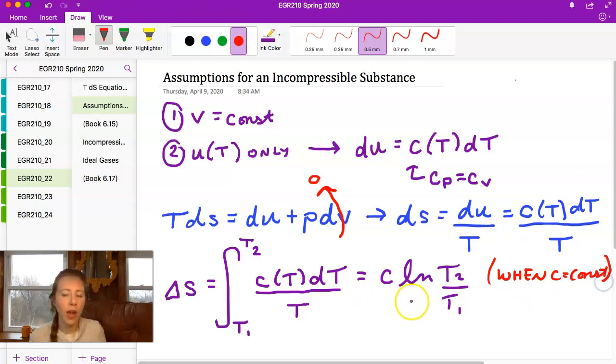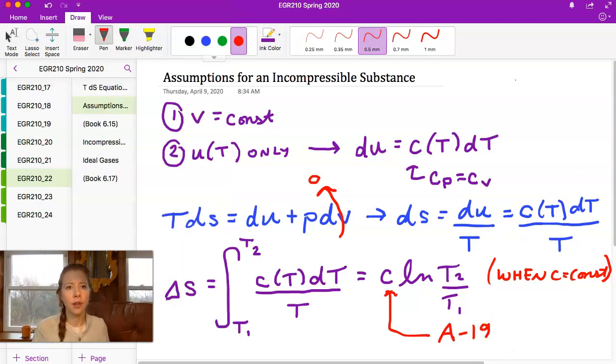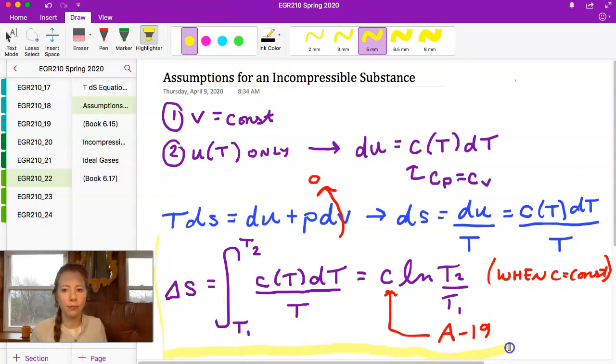And there are different ways we can model this. We could model it by taking the average temperature for the process, for example, and we can look up C in your textbook in table A19. Okay, so I'm just going to highlight our final equation right here. I'm going to put a big box around it. Okay, so this is what we were getting at. So this is very important.